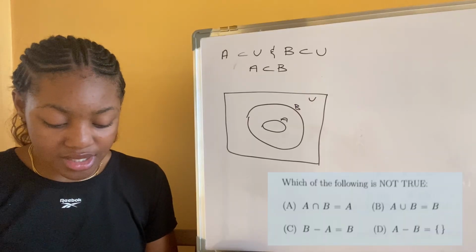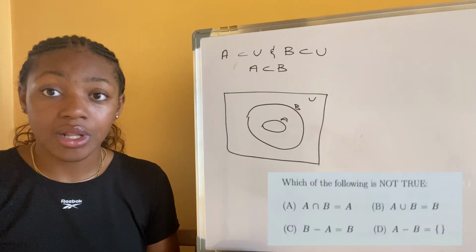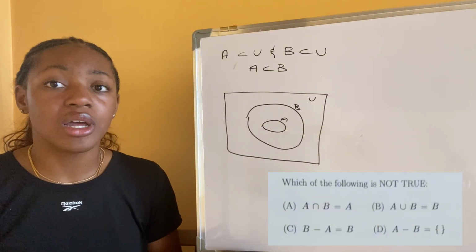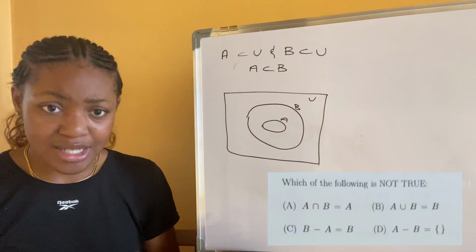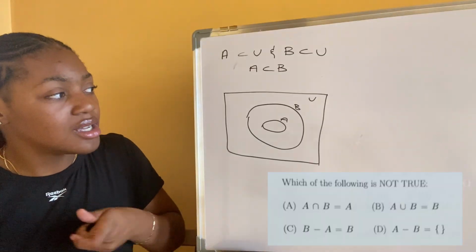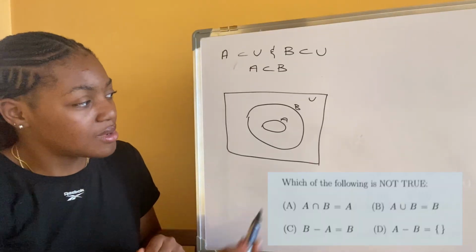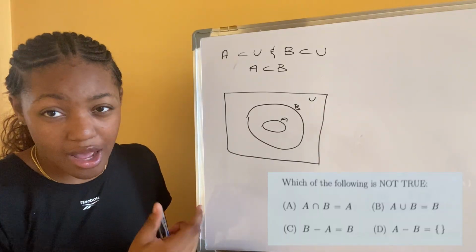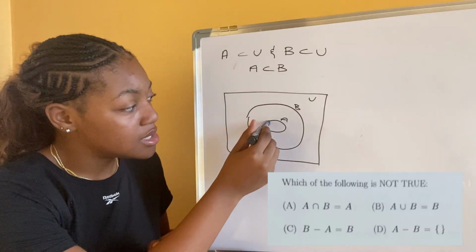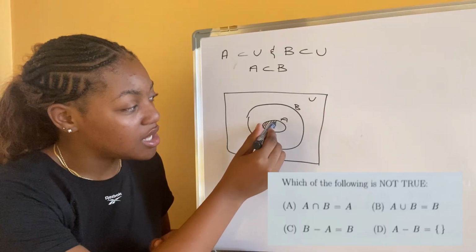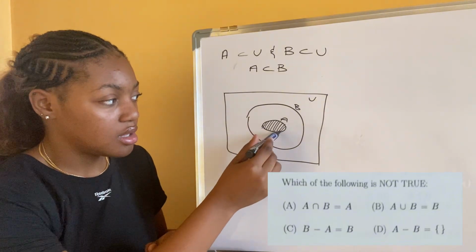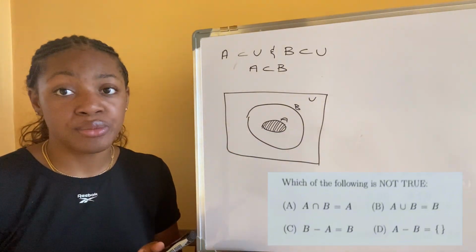So the first option says A intersect B equal A. So we're simply looking at what these two sets have in common. Based on the diagram, let's highlight the intersection. So what does set A and set B have in common? Since A is a subset of B, the intersection would simply be A. Therefore, option A is true.